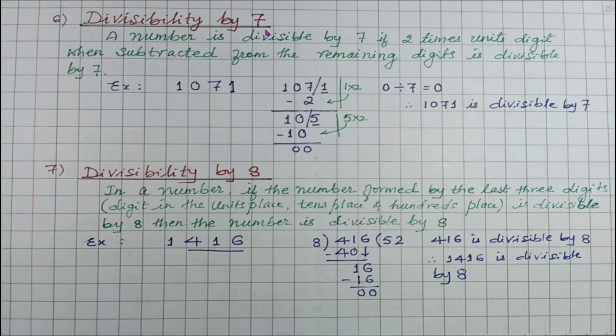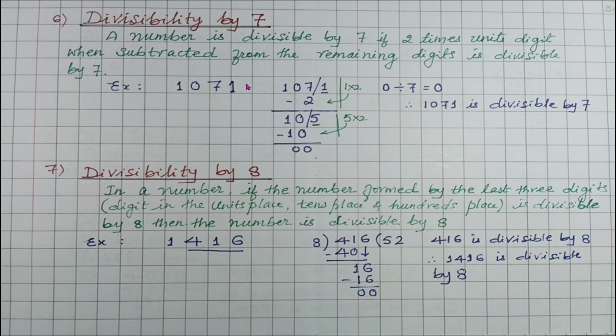Now divisibility by 7. A number is divisible by 7 if 2 times the units digit, when subtracted from the remaining digits, gives a number divisible by 7. Now what is the meaning of this? In this number 1071, if I multiply 1 by 2 and subtract it from 107, I get 105. Now again multiply 5 by 2 and subtract it from 10, I get 0. If the remainder is 0, or if it is a multiple of 7, then the given number is divisible by 7.